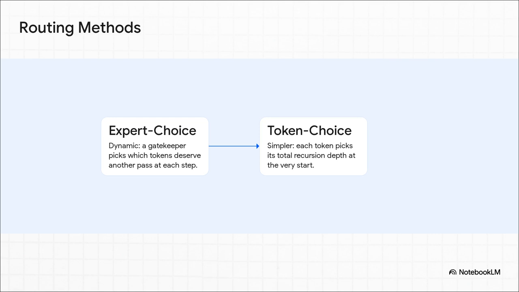So how does this little router actually work? Well, there are 2 main flavors. The first is called expert choice, and it's really dynamic. At every single loop, the router looks at all the tokens and reevaluates which ones need another pass. The other method is token choice, which is way simpler. Basically, each token decides right at the very beginning how many loops it thinks it's going to need, and that's that. You know, it's a classic engineering trade-off. Expert choice is more flexible and precise, but token choice is a lot simpler and more predictable to run.